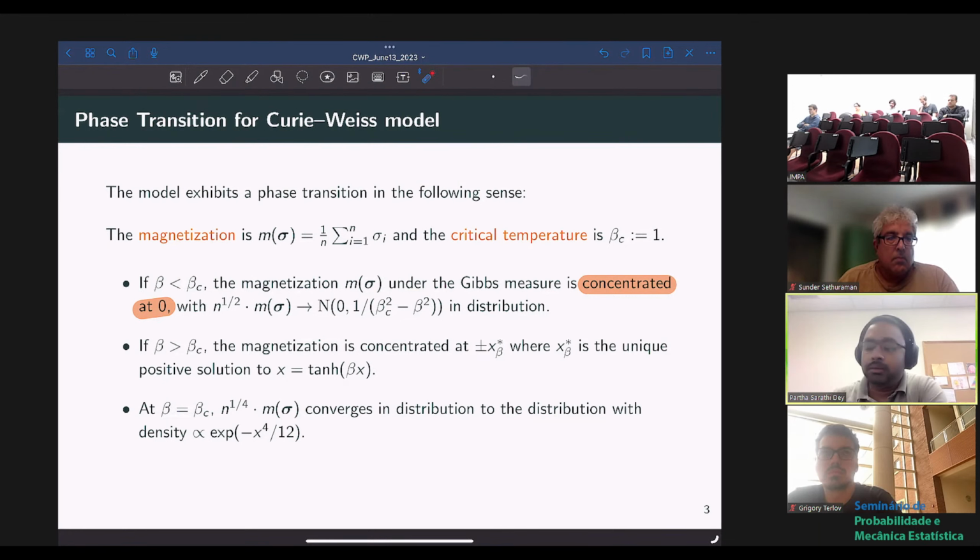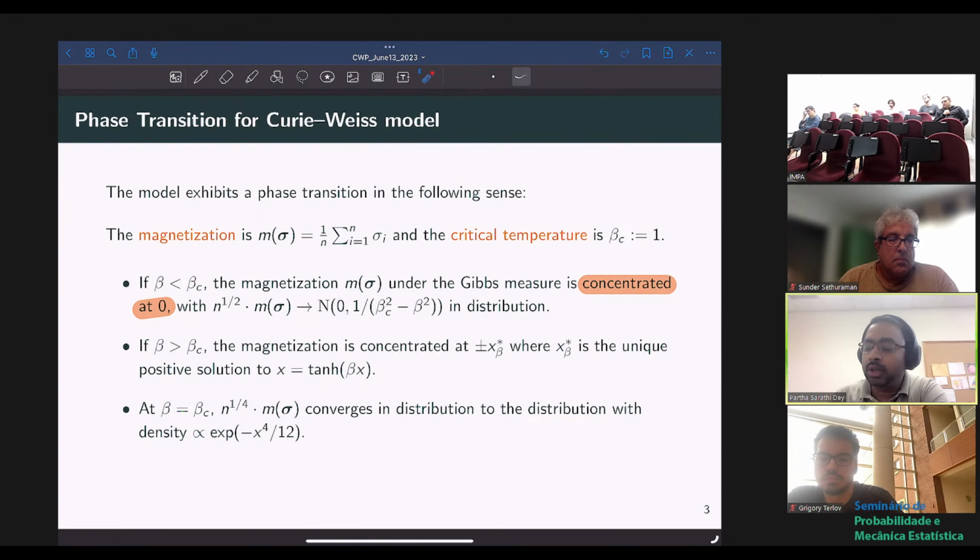Now if beta is bigger than beta c, in this case the magnetization is not concentrated at 0. It is concentrated, with probability half and half, at some non-trivial point, which can be obtained by looking at the unique positive solution of the equation x equals tanh(beta x). And this indeed has 3 solutions: 0 and plus minus x star. The magnetization is concentrated at plus minus x star.